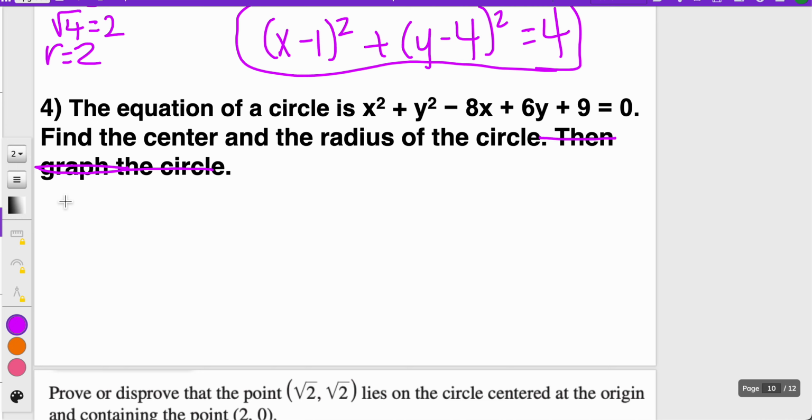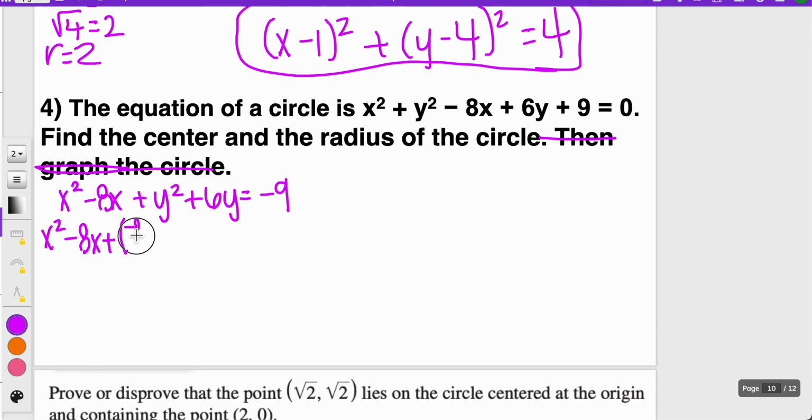So first thing we want to do is group our x's and y's. So x squared minus 8x plus y squared plus 6y, and then is equal to negative 9, okay? That was step 1. Step 2, we're going to complete the square by using the number with my variable not being squared. So I'm going to have x squared minus 8x plus negative 8 over 2 squared plus, here come my y's, y squared plus 6y plus 6 over 2 squared, equals, I'm going to go and change negative 9 to green.